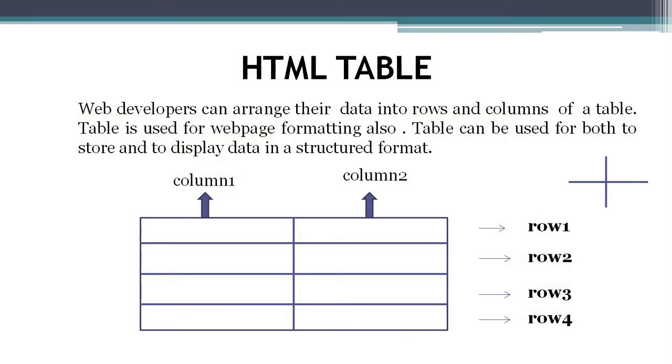Before starting tables in HTML, you must know the basic concept of a table. A table is a structure or format that organizes data into rows and columns. Basically, a table is formed by its rows and columns. It is made up of horizontal rows and vertical columns.